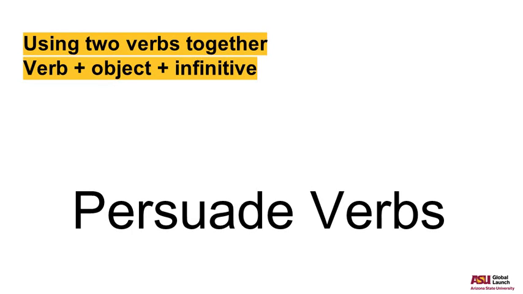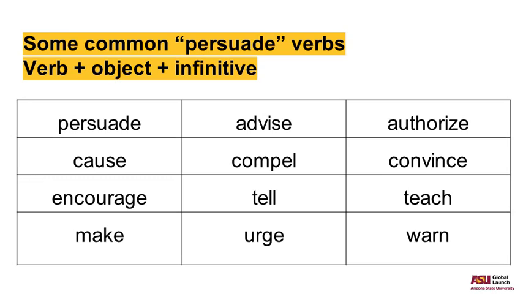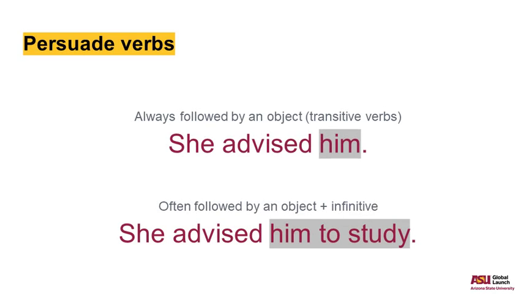One group of verbs that follows this pattern, verb plus object plus infinitive, is called persuade verbs. Here are some common persuade verbs that follow the verb plus object plus infinitive pattern. Obviously, persuade, advise, authorize, cause, compel, convince, encourage, tell, teach, force, urge, and warn. This group of verbs is transitive, meaning it is always followed by an object.